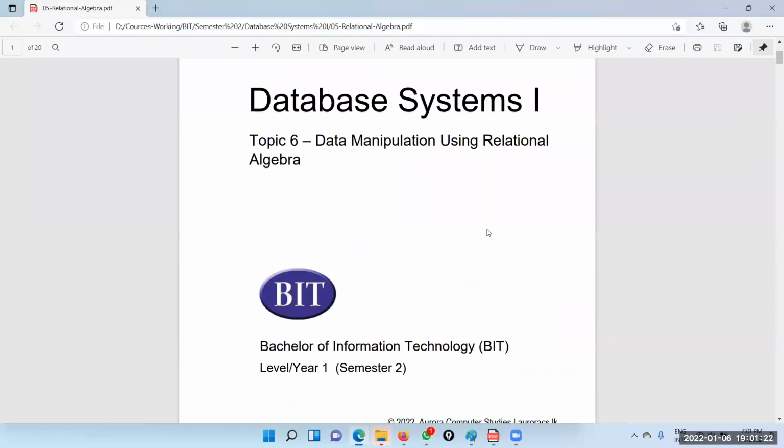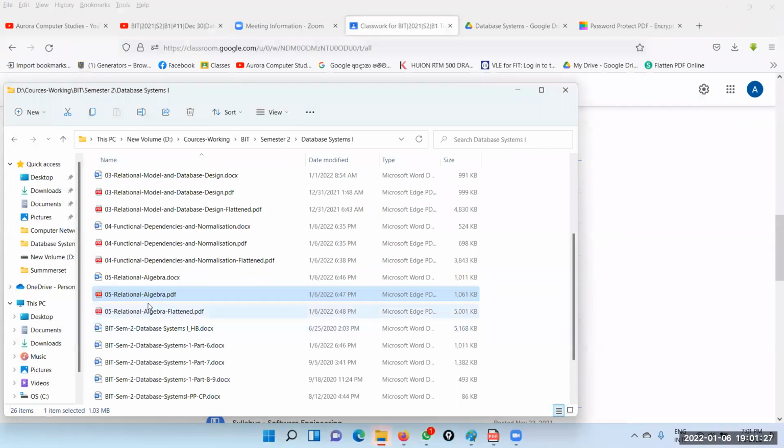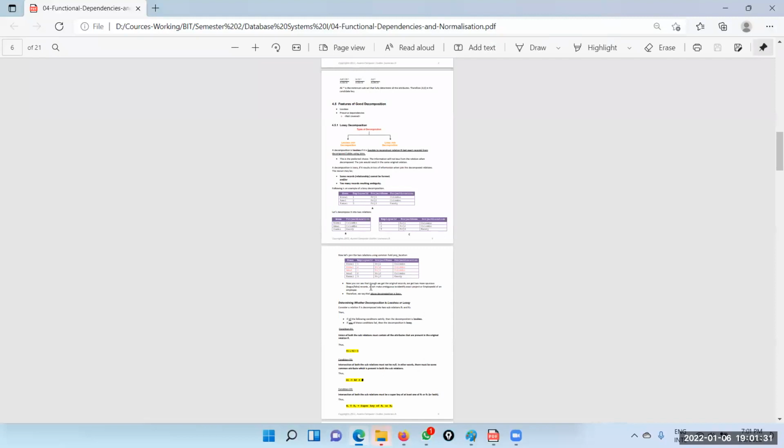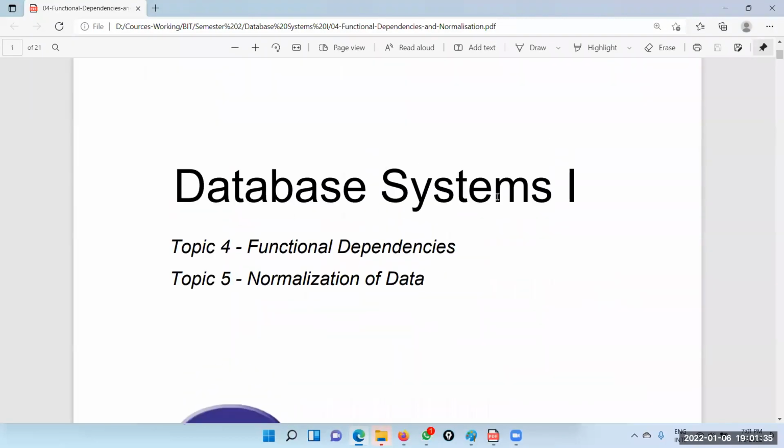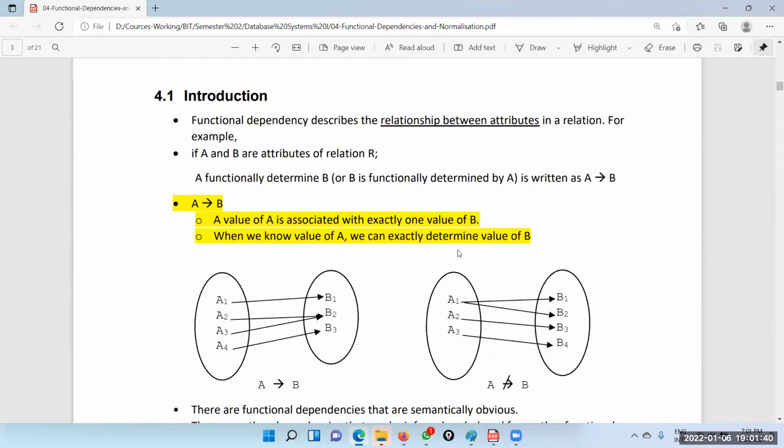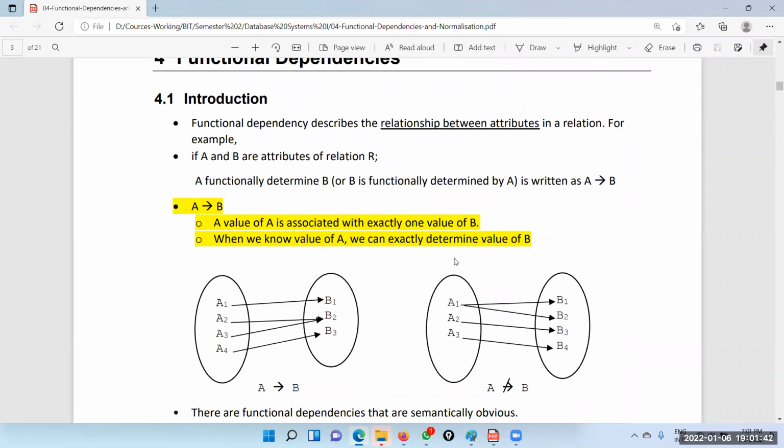So we are halfway through functional dependency. Last time we discussed the Armstrong axioms. Now you must know what is meant by A functionally determines B. A functionally determines B means when you know A, you can uniquely say what B is.